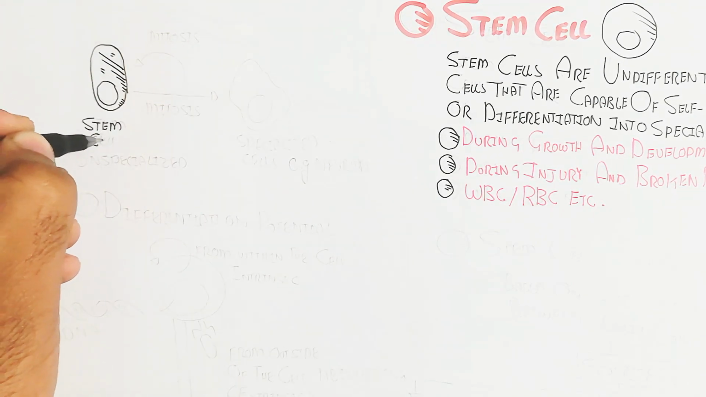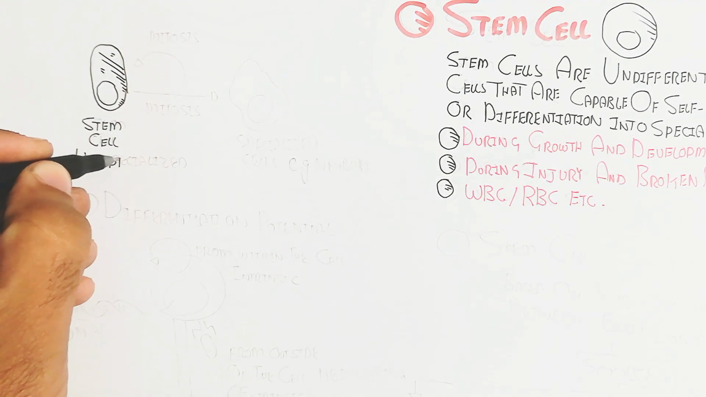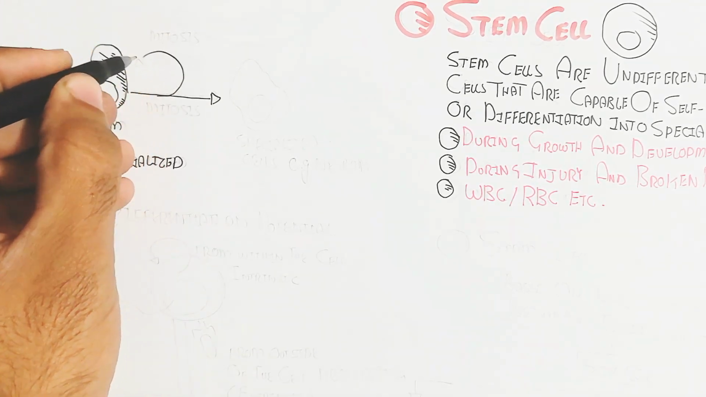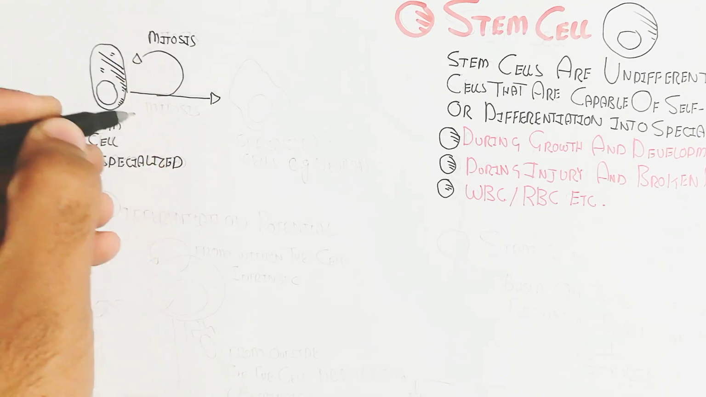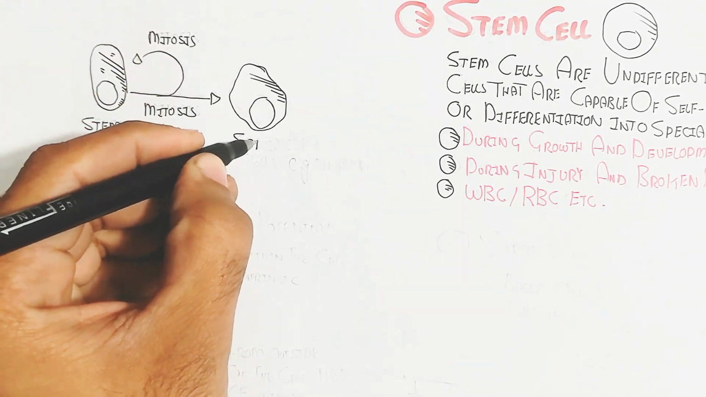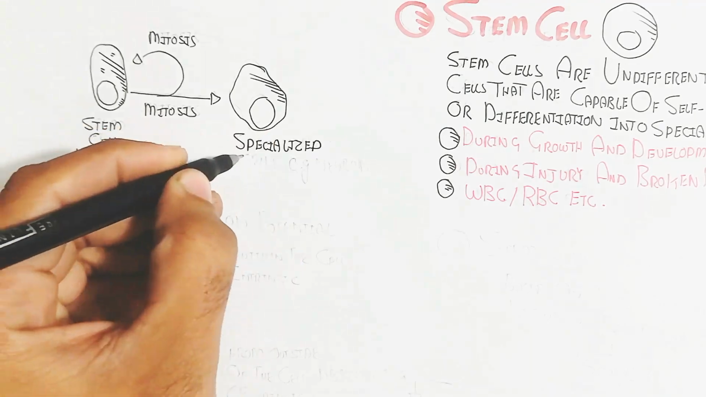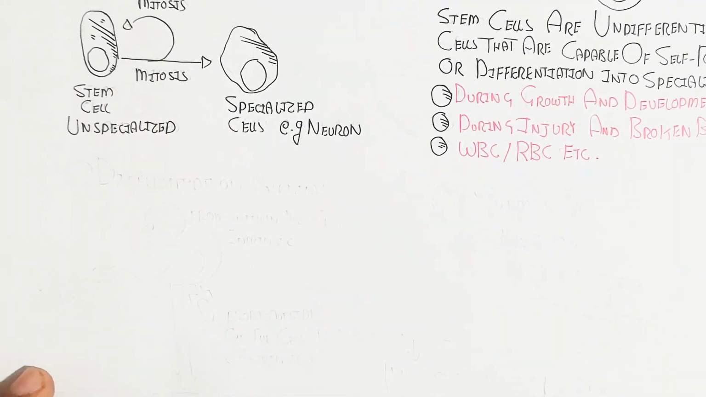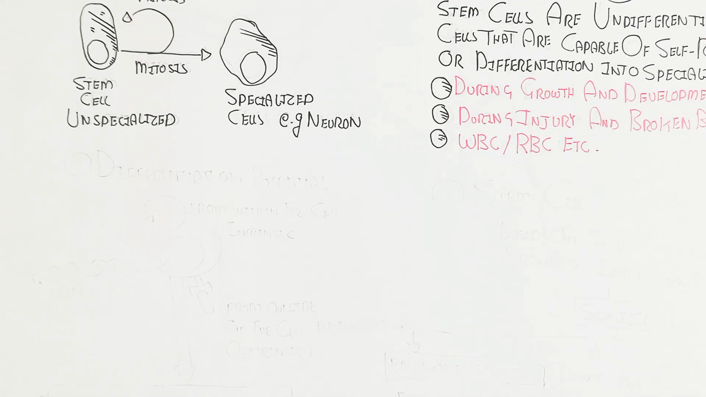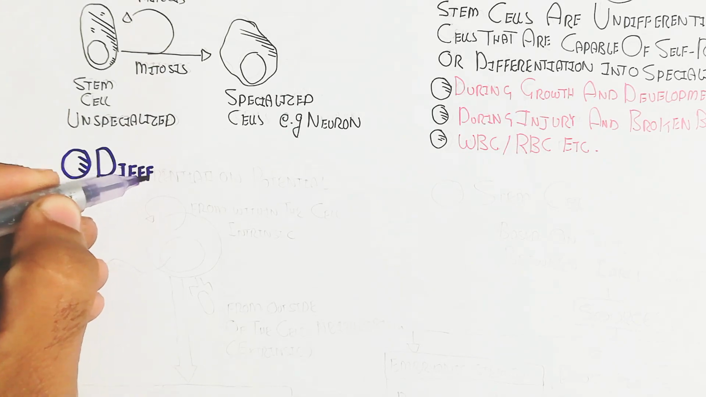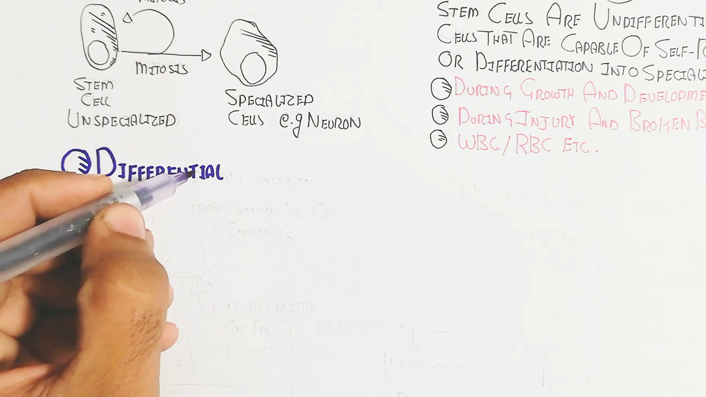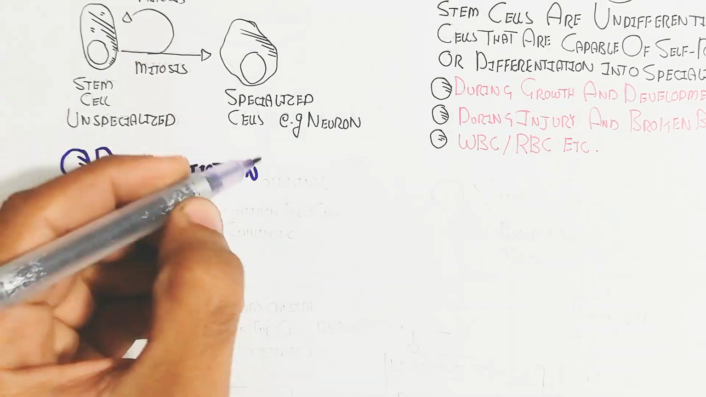Let's begin to understand the basic function. This is a stem cell, unspecialized. It will not be functional or structural, but due to mitosis it replicates itself to produce the same stem cell, while the specialized cell, for example a neuron, will lead to special function and structure, for example in the brain and peripheral nervous system. Differentiation potential of the stem cell we will discuss now.